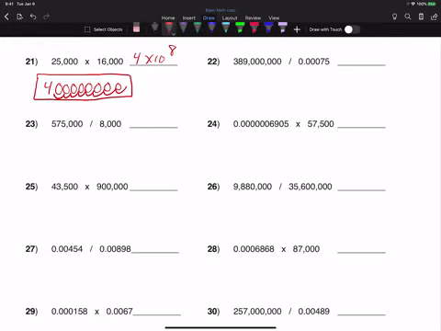All right, so the last thing that this sheet is about will be demonstrated by this next problem, 23. 575,000 divided by 8,000. Now, my calculator shows this as an answer. 71.875. How will I represent that in scientific notation? Well, there's a lot of variation when students put an answer like this in scientific notation.